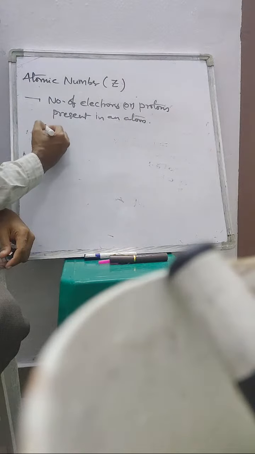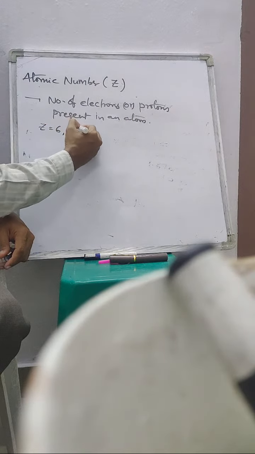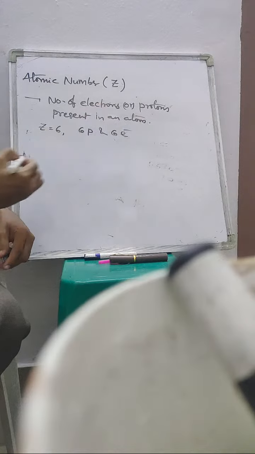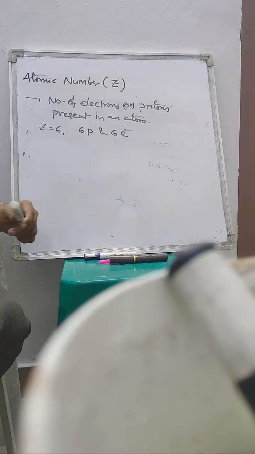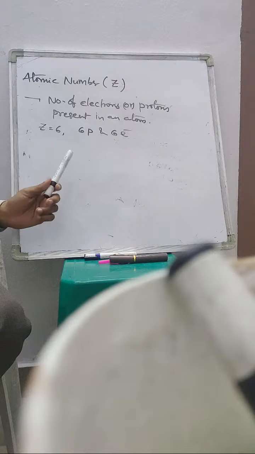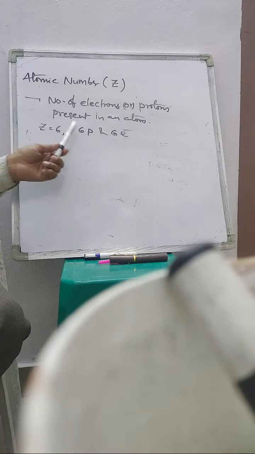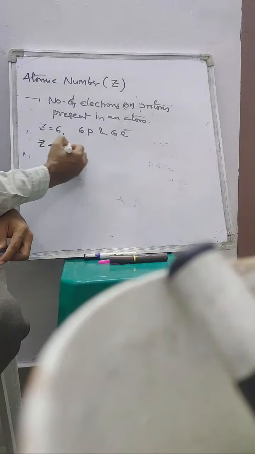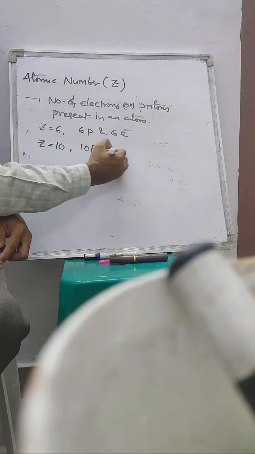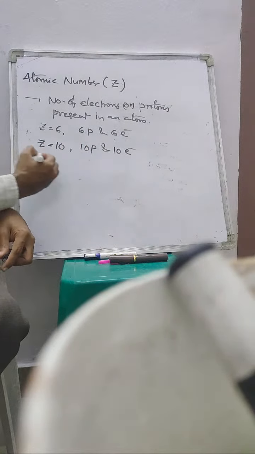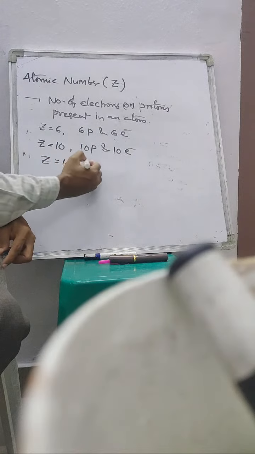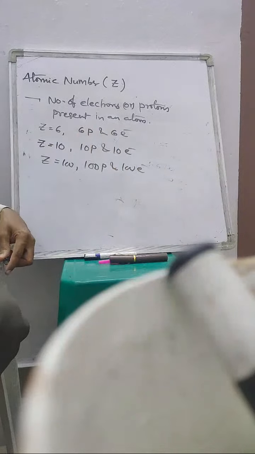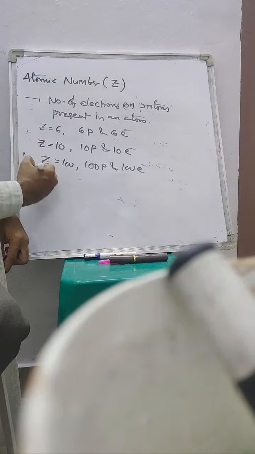Suppose the atomic number is 6, it means the element has 6 protons and 6 electrons. As the atom is neutral, the number of protons and electrons are the same. If atomic number is 10, it has 10 protons and 10 electrons. If atomic number is 100, it has 100 protons and 100 electrons. Right? Here, another word is mass number.